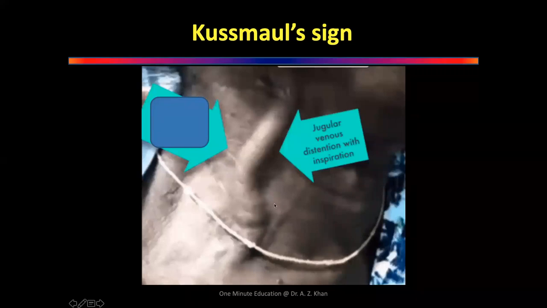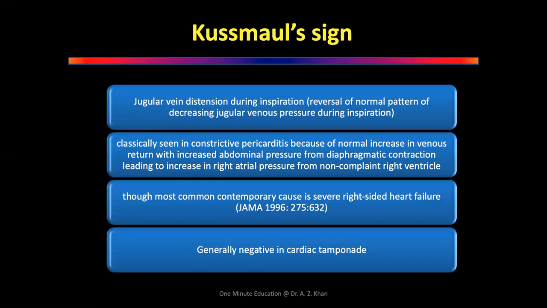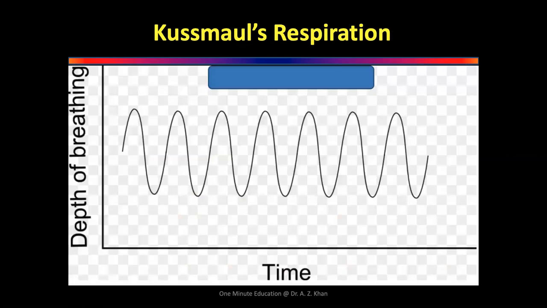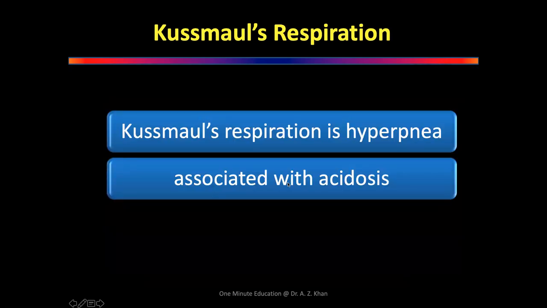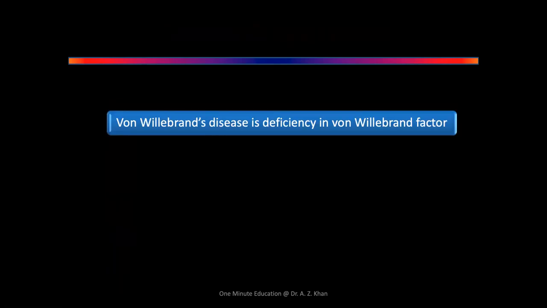You'll get a long case with constrictive pericarditis, and we expect you to look for Kussmaul sign, okay? So that's how you look for it. Okay. What is this? Kussmaul's respiration with hyperpnea. Forget this, I'm sorry about this, okay? Let's look at this one.